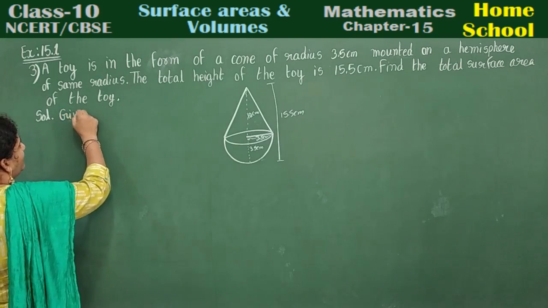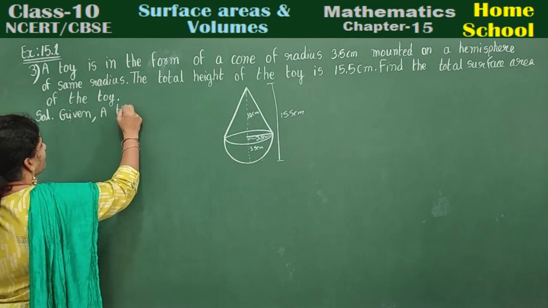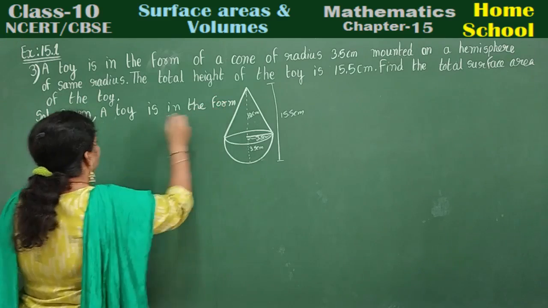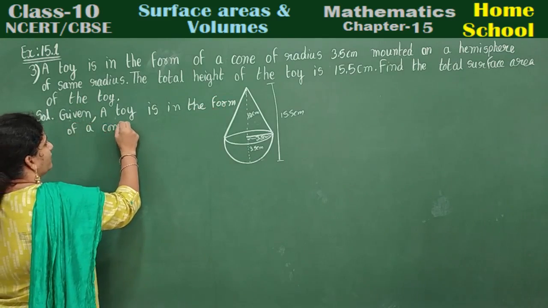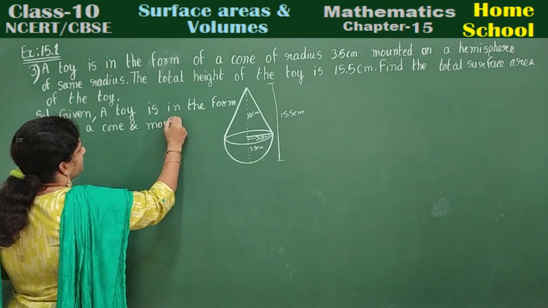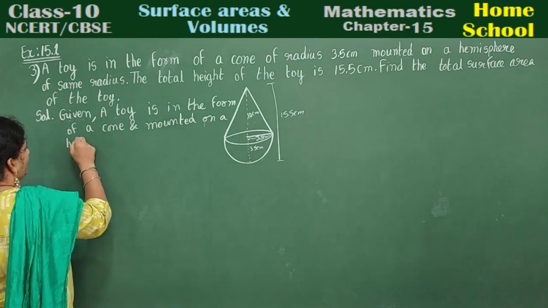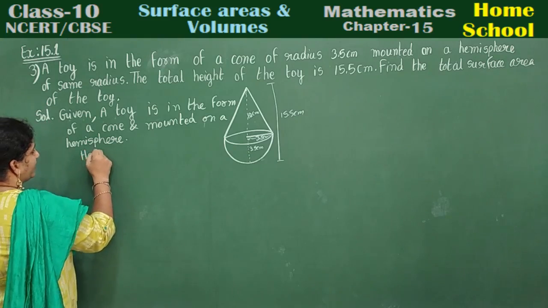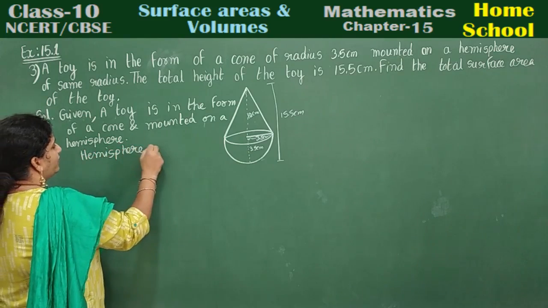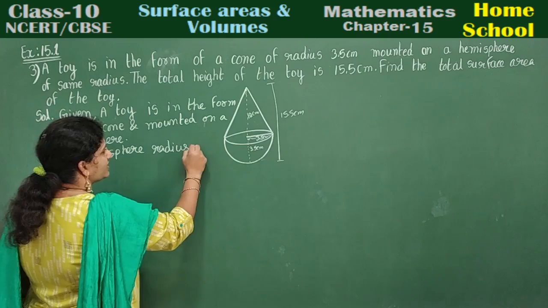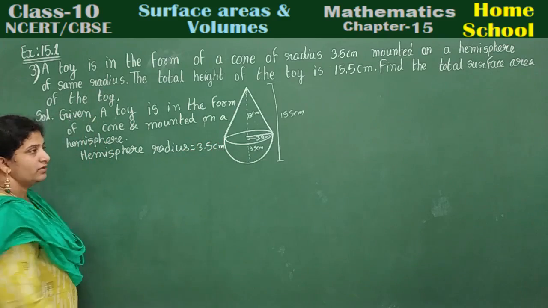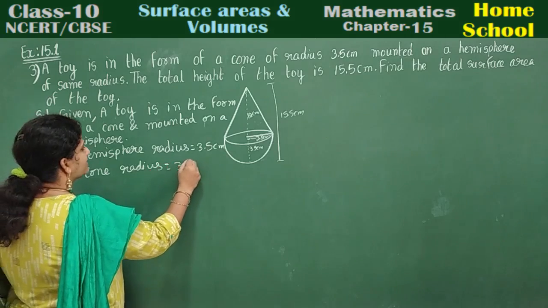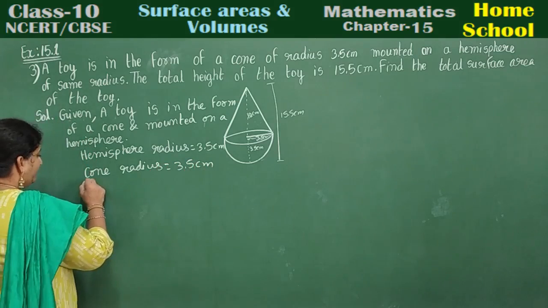Solution. Given a toy is in the form of a cone and mounted on a hemisphere. Okay, and now hemisphere radius. Hemisphere radius is equal to, how much radius is given? 3.5 centimeters. Cone radius is also the same. Cone radius is how much? 3.5 centimeters. Now height of the cone.